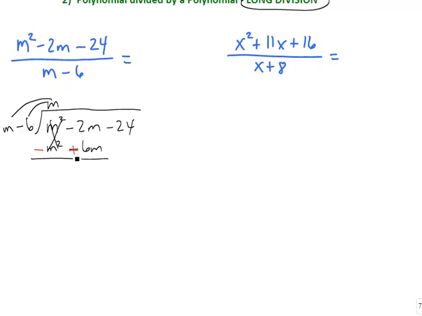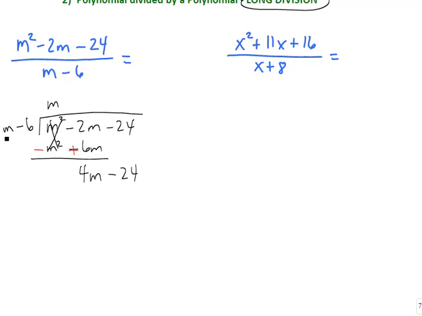Negative 2m plus 6m gives me a positive 4m. So that's going to be part of our remainder. I haven't used the minus 24, so that needs to carry down. Now I'm going to repeat this whole process again and do it now with our new row.